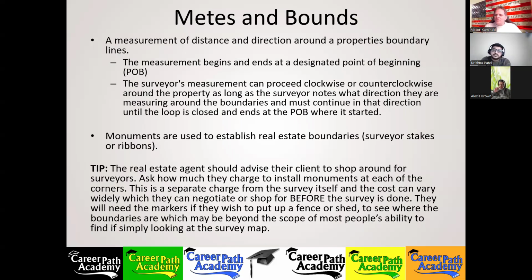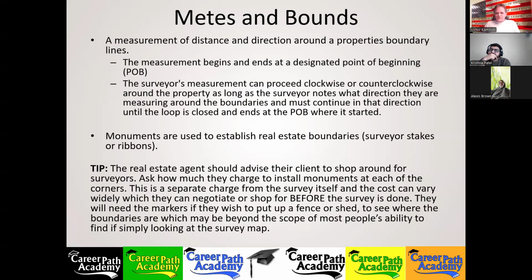So you can always shop around surveyors to find the best rate. Some surveyors will charge you $475 per stake that they put in the ground. Others charge you $50. So it is a wide range there of the fees that they charge. So don't just go with whichever one the attorney calls to survey the property.